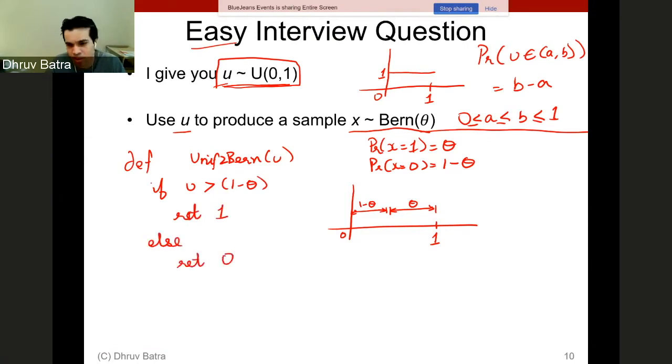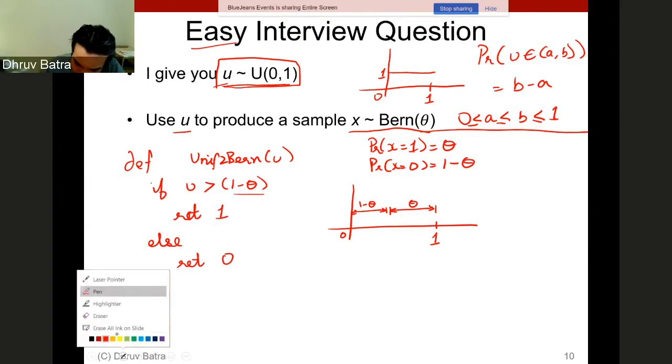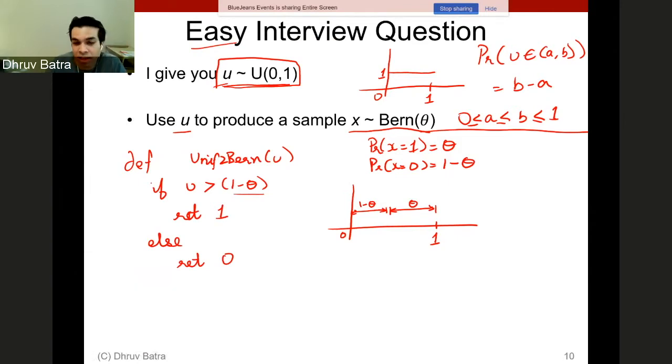And by the way, this is just a rephrasing of the answer in the chat. I've written this with a greater than 1 minus theta, as opposed to a less than theta. I'm sort of thinking ahead to another slide, and I'm going to generalize this, so I'm setting it up this way. But it's just to find out, did my u fall into this interval or did my u fall into this interval? So I'm just checking for this point, which is the 1 minus theta point.